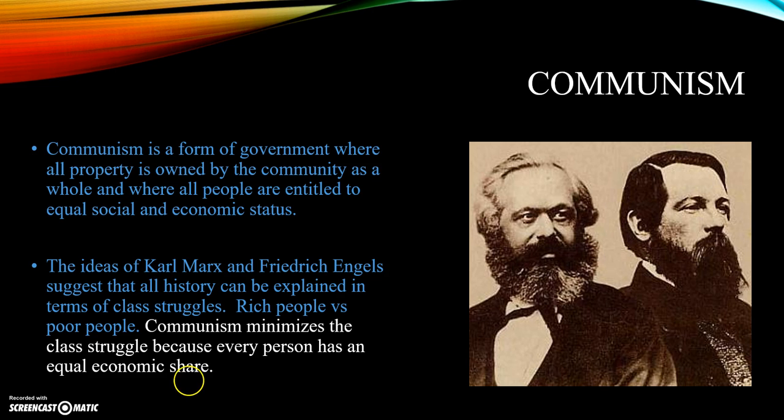Now, related to socialism is communism. And this is a form of government where all property is owned by the community as a whole, and where people are entitled to equal social and economic status. Karl Marx and Friedrich Engels are the fathers of communism. And they basically said that all the war, all the fighting, everything that we've seen in history has been caused by class struggles, rich people versus poor people. And their idea was to minimize this class struggle, this fighting, because everybody would be seen equal. You wouldn't have rich and poor. Everybody would be the same.